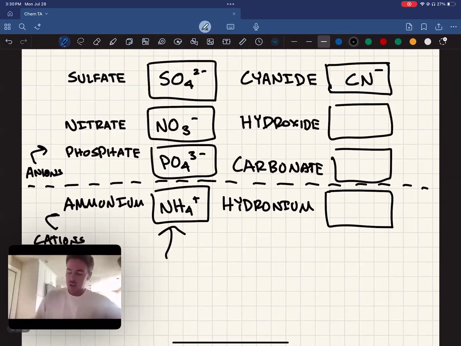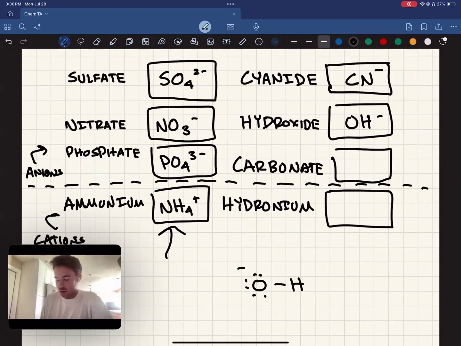Cyanide. Hydroxide. Hydroxide is OH minus. So this one just looks like this: O bonded to H, and O has a negative charge. This one's really simple, but it's really common. Just remember hydroxide: one hydrogen, one oxygen, hydroxide. That's that one.